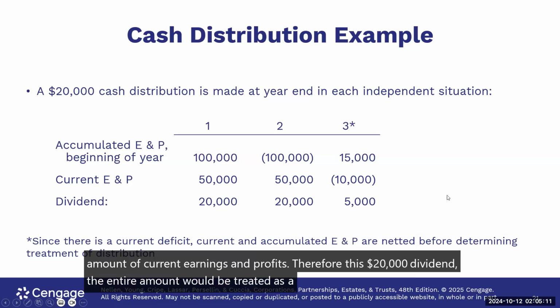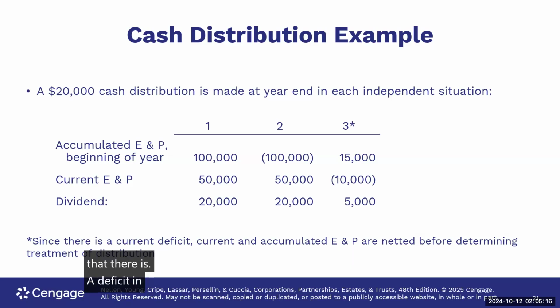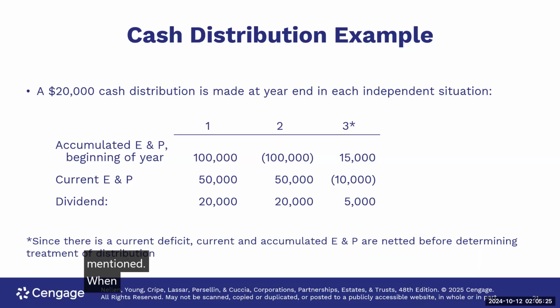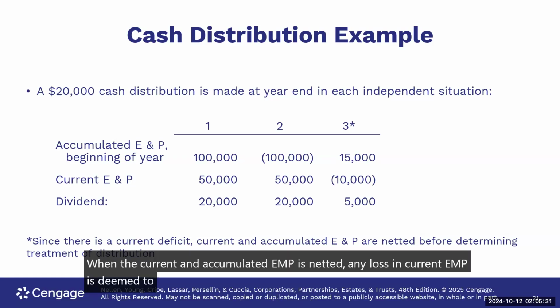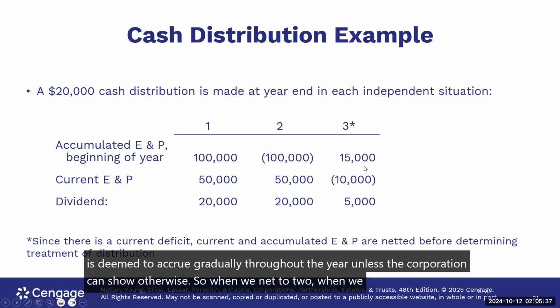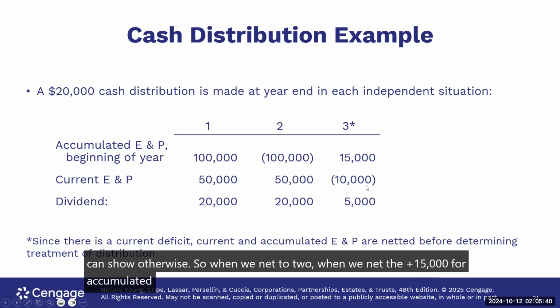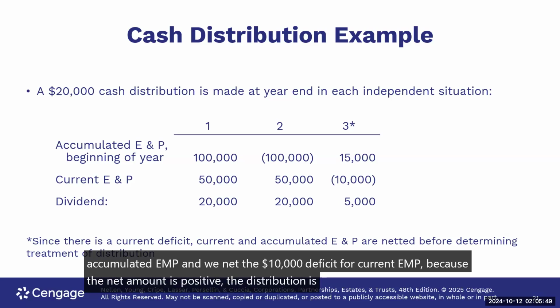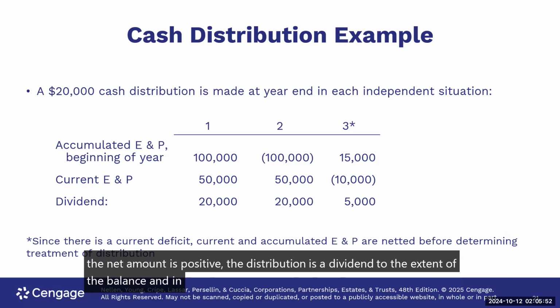In scenario 3, we see that there is a deficit in our current E&P and there is a positive accumulated E&P. So as mentioned, when the current and accumulated E&P is netted, any loss in current E&P is deemed to accrue ratably throughout the year unless the corporation can show otherwise. So when we net the positive $15,000 for accumulated E&P and we net the $10,000 deficit for current E&P, because the net amount is positive, the distribution is a dividend to the extent of the balance. And in this case, it's $5,000.